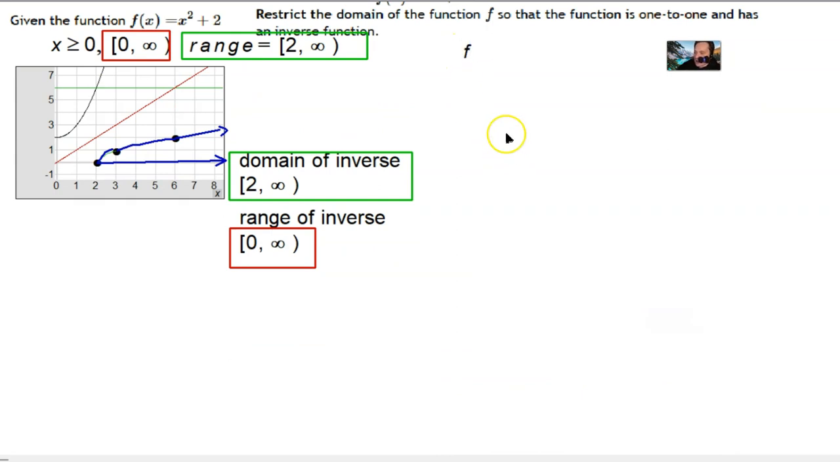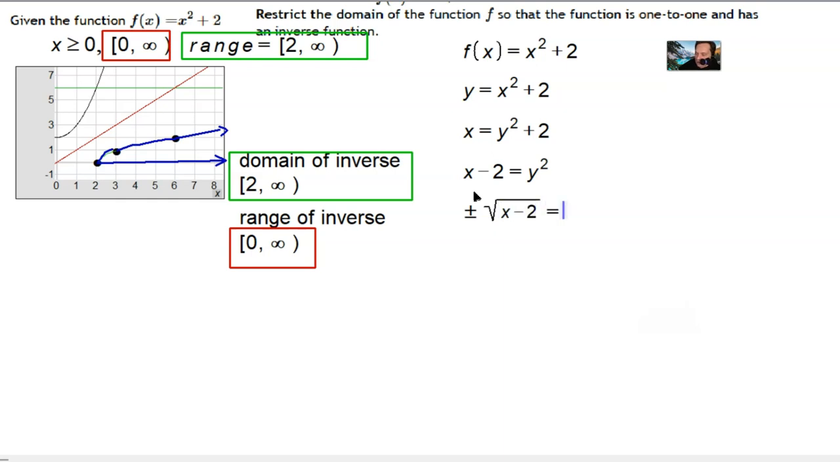So you're going to say f of x equals x squared plus 2. So first you replace it: y equals x squared plus 2. Then you interchange the variables. So you have x equals y squared plus 2. Then you subtract. So x minus 2 equals y squared. Then you take square roots. So now be careful. It's going to be plus or minus the root of x minus 2 equals y. But then the y gets renamed here as f inverse of x. So you put a little negative 1 up there.